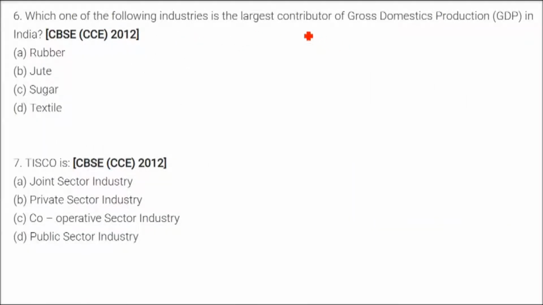Which one of the following industries is the largest contributor of GDP, gross domestic product in India? The answer is textile. Tisco is what? Which kind of industry it is? The answer is, it is private sector industry, because Tisco stands for Tata Iron and Steel Company. So the Tatas are taking care of it. They hold it.